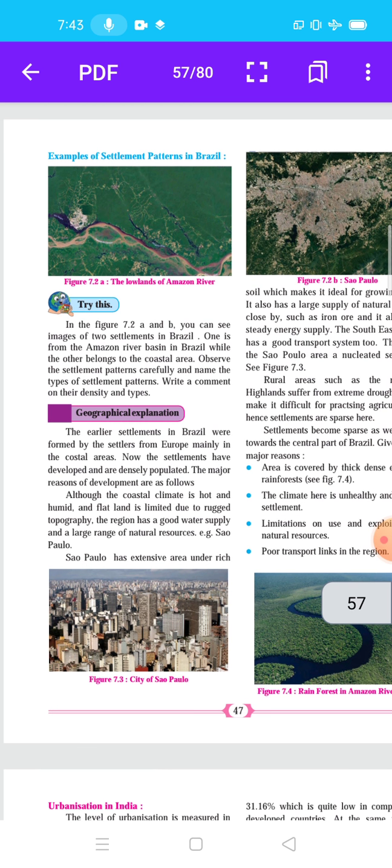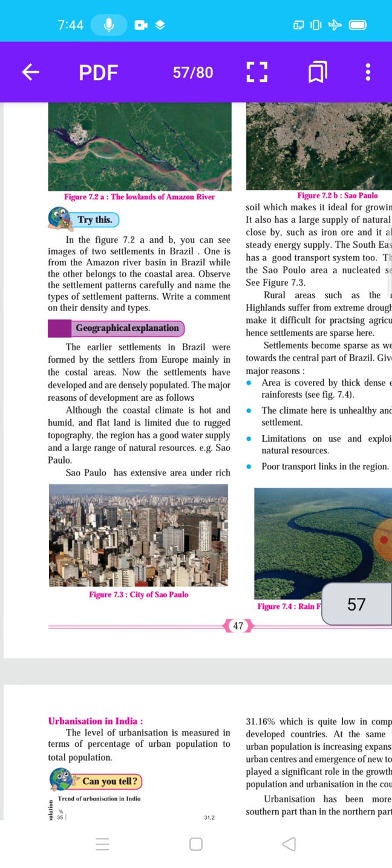Then our next point is geographical explanation. The earlier settlements in Brazil were formed by settlers from Europe, mainly in the coastal areas. Now the settlements have developed and are densely populated. The major reasons for development are as follows. Although the coastal climate is hot and humid, and flat land is limited due to rugged topography, the region has a good water supply and a large range of natural resources. Rugged means rough, tough.